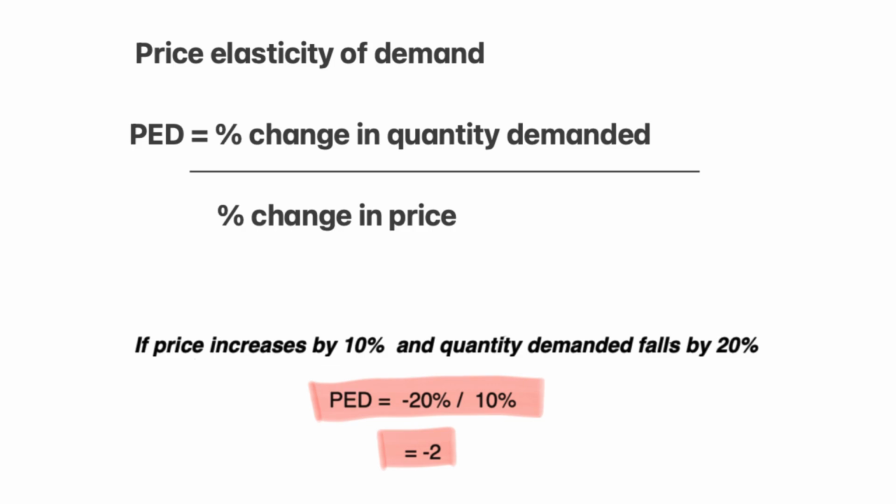For example, if the price of a product goes up by 10%, and the quantity demanded decreases by 20%, the PED would be minus 20% divided by 10% equals minus 2. PED is always negative because of the inverse relationship between price and quantity demanded, but we typically ignore the negative sign and focus on the absolute value.